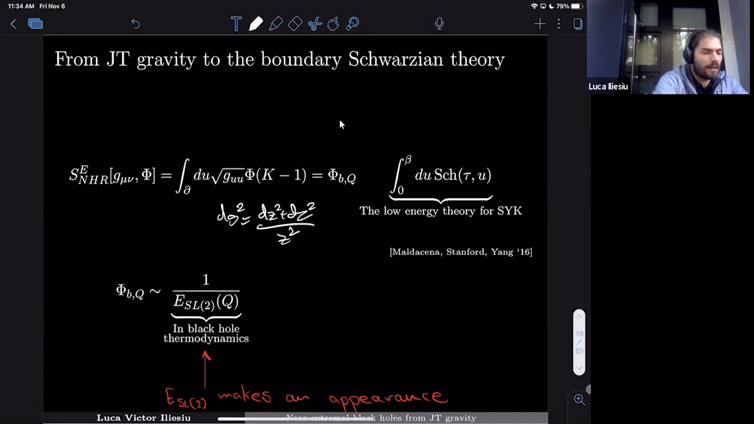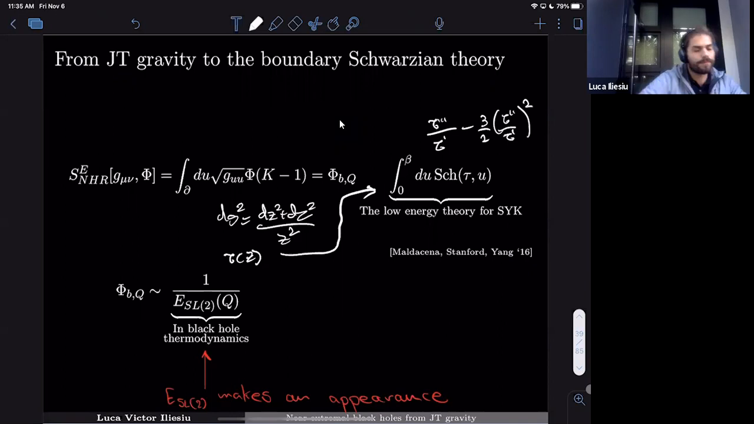If I try to solve for tau as a function of z, and I plug it back into the action, I get back a theory which is called the Schwarzian theory. It's a higher derivative theory that looks like t triple prime over t prime minus 3/2 t double prime over t prime squared. That is actually the same theory that appears in the low energy theory of the SYK model. And the reason why that is mostly because of symmetry reasons.